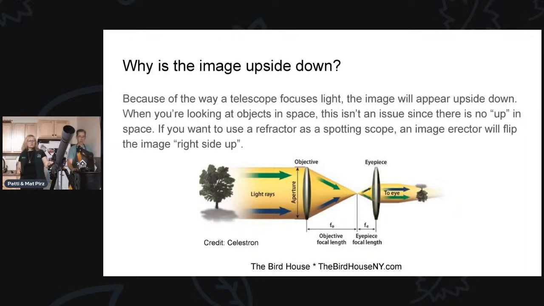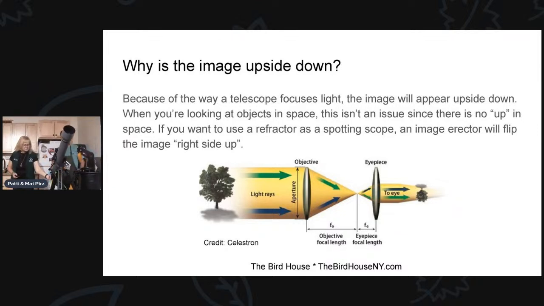So if you're trying to use this as a regular spotting scope, say you want to go look at a ship that's a mile offshore, you can do that with the refractors, the Schmidt-Cassegrains, but you can't do it with a reflector. I'll get into a little bit more of the types later on.